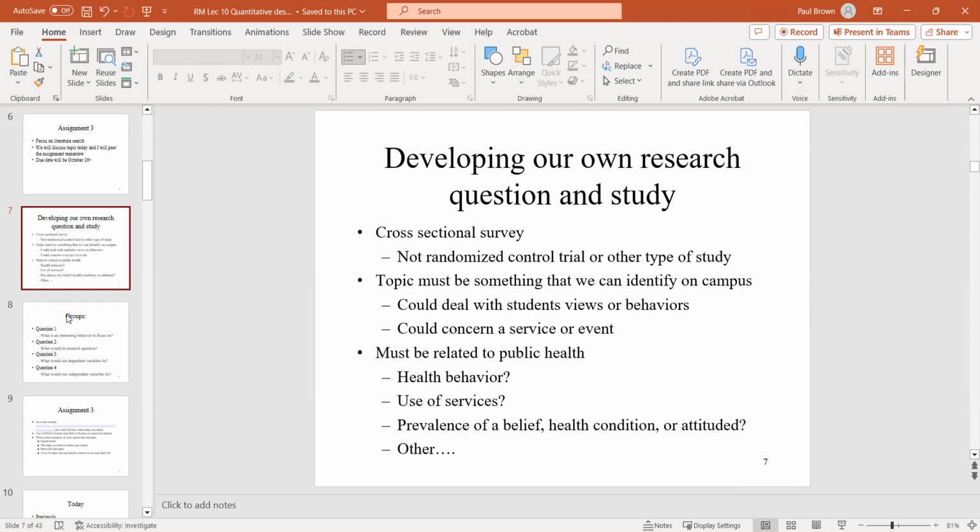1, 2, 3, 4, 5, 6. Well, we could split it. We could do two different ones. So we could do, you know, one group does anxiety and the other one does sleep and academic performance.